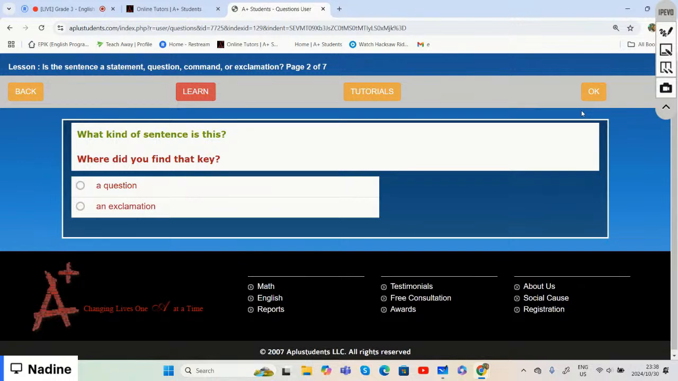The next one says, where did you find that key? Question mark. Is it a question being asked or an exclamation? Which one is correct?